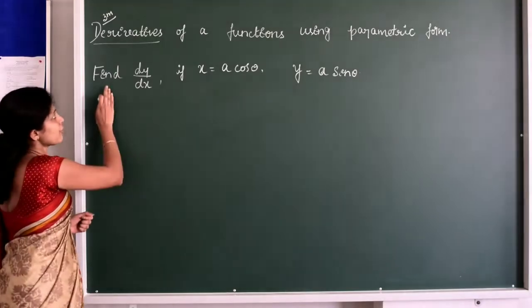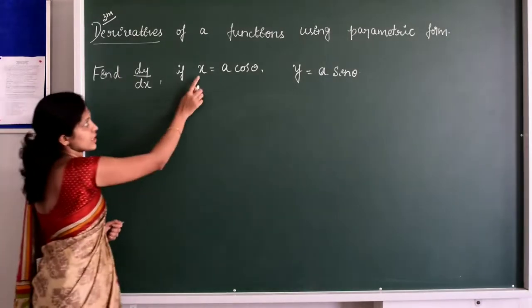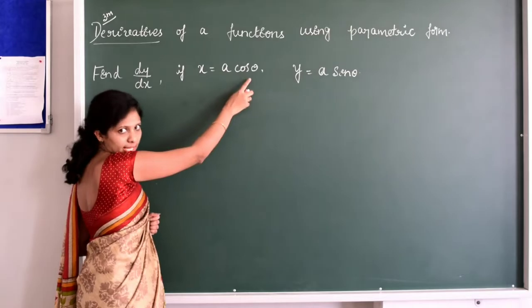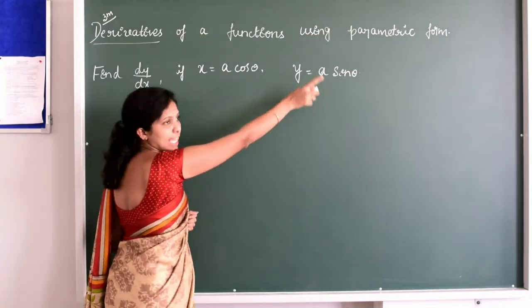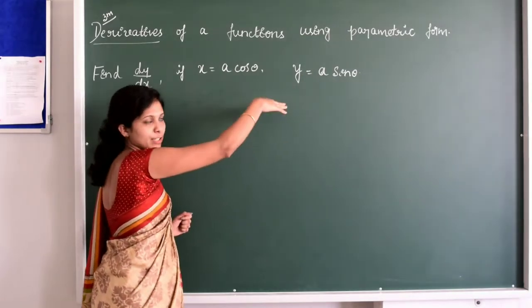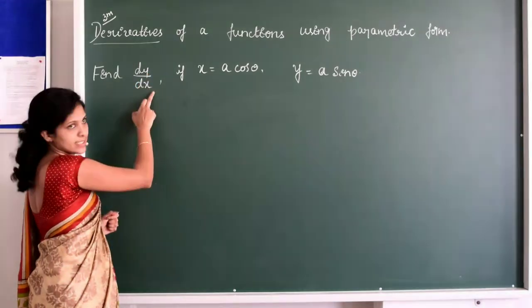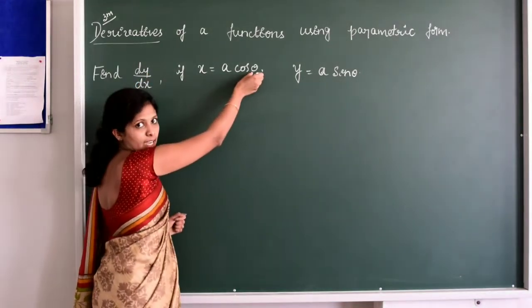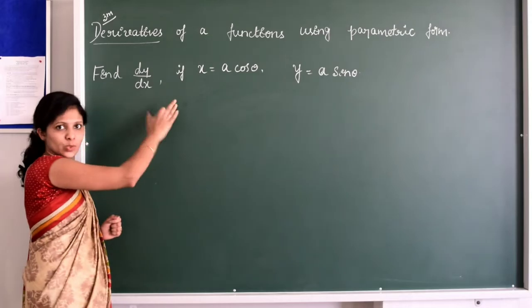See this problem. Find dy by dx. Here two functions are given, that is x is equal to a cos theta and y is equal to a sin theta. This is called the parametric form. Here two variables y and x are there. Another variable is theta. The problem is very simple. Easily you can score 3 marks in this.